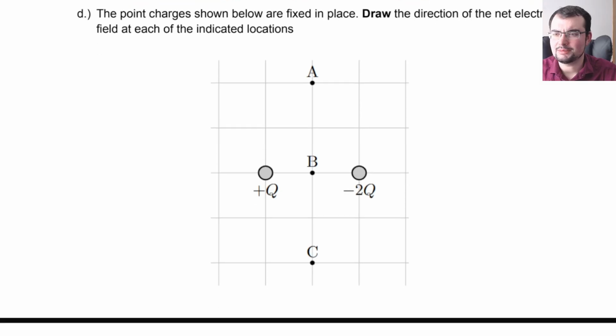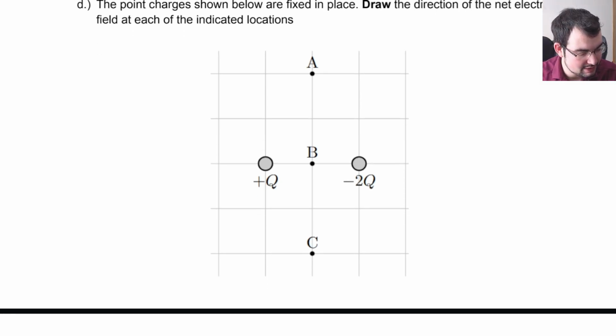Now we're just going to draw some E field lines here at the different spots. So just some vectors here. We know that my plus Q is a source, so really close to the plus Q, it's probably going to look something like this.